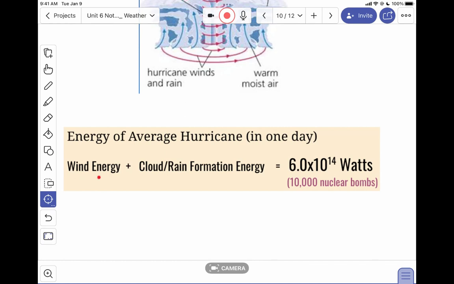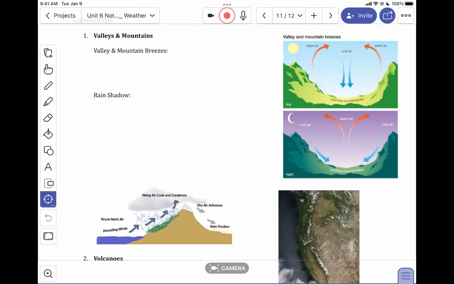So if you take that wind energy, plus the energy that you have stored up in the clouds and rains, it's this many watts of energy. It's sometimes hard to picture, like times 10 to the 14, so 6 with 14 zeros after it. That's an equivalent amount of energy to 10,000 nuclear bombs. Fortunately, it doesn't have all that radioactivity that goes along with it. It's just a huge, massive amount of energy stored up in those things.